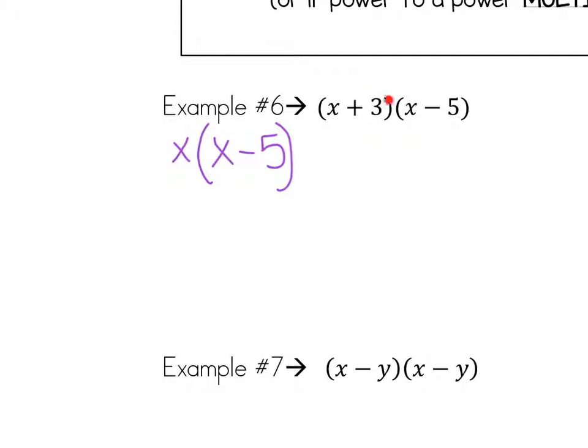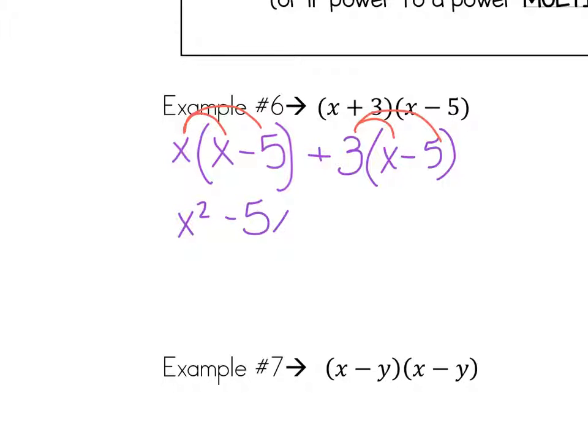Then I'm going to take the plus 3, and because it's positive, I'm actually going to write plus 3, and multiply that all times that second binomial. Now I have all my bases covered. This is why it's called double distributing. I need to distribute the x to the x minus 5, and then I need to distribute the 3 to the x minus 5. Then I end up with x squared minus 5x plus 3x minus 15.